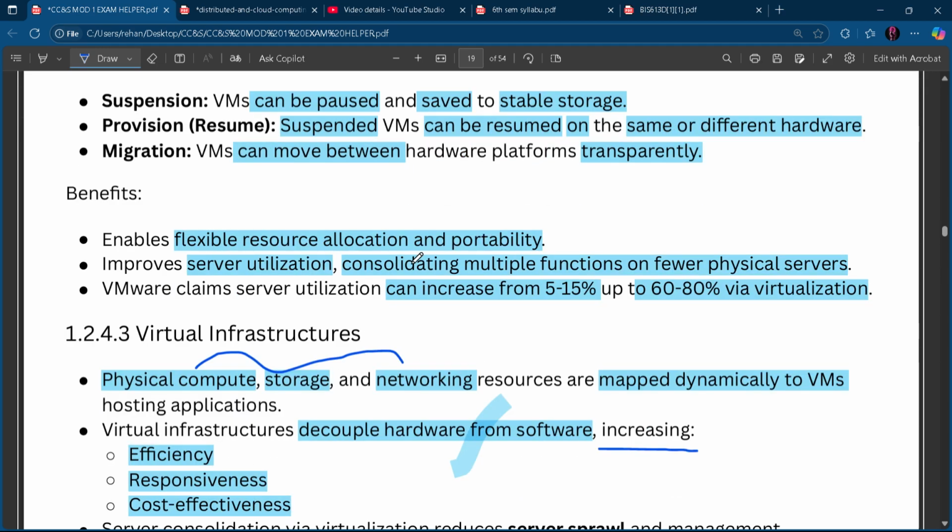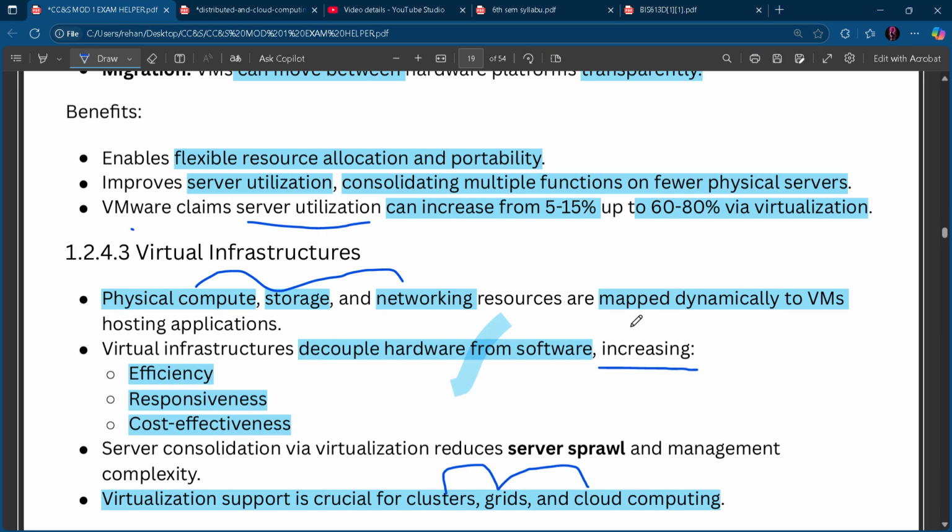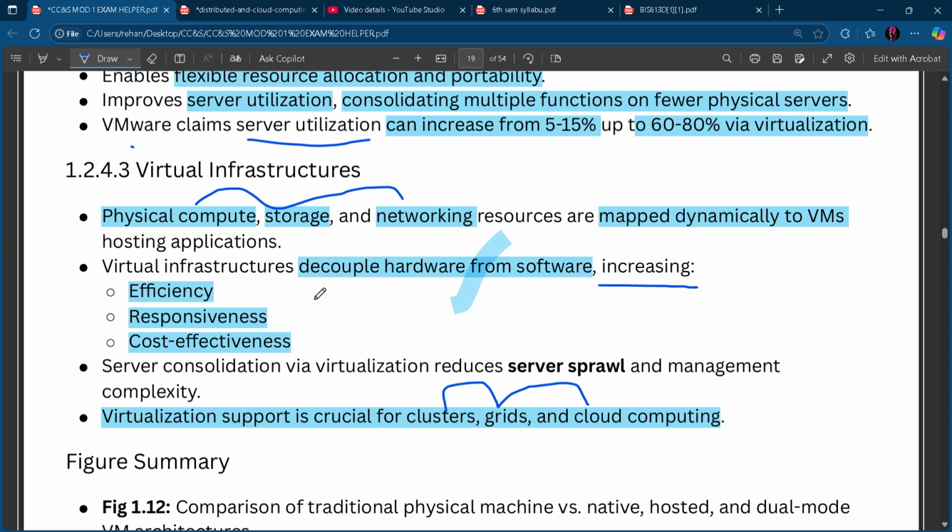Benefits: flexible resource allocation and portability, improved server utilization, consolidation of multiple functions on fewer physical servers, and can increase VM claims. Server utilization can increase from 5 to 15% up to 60 to 80% via virtualization. Infrastructure: see how physical compute, storage, and networking are all mapped dynamically to virtual machines hosting applications. They decouple hardware and software, which increases efficiency, responsiveness, and cost effectiveness. Virtualization support is also crucial for clusters, grid, and cloud computing.